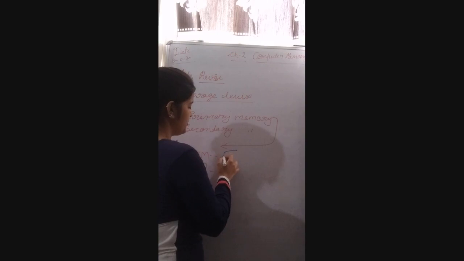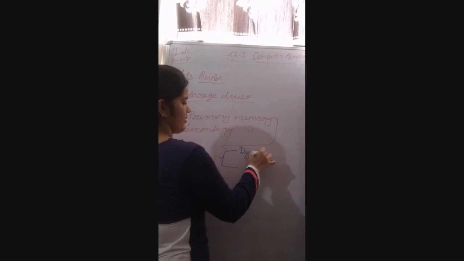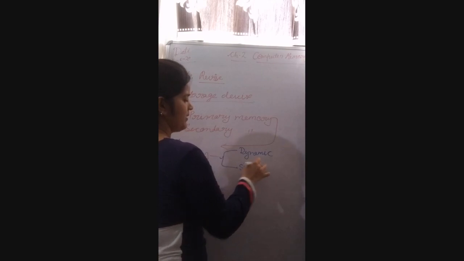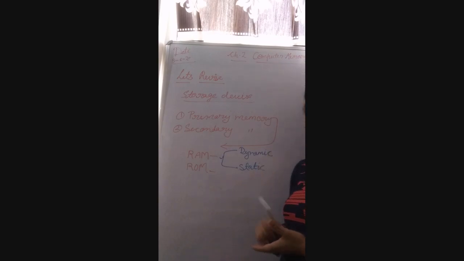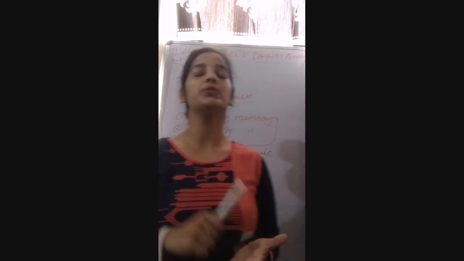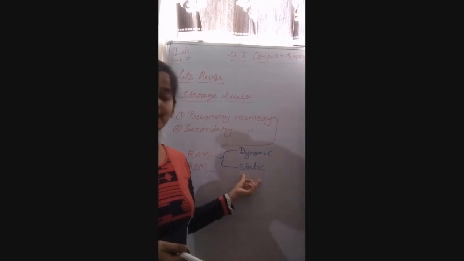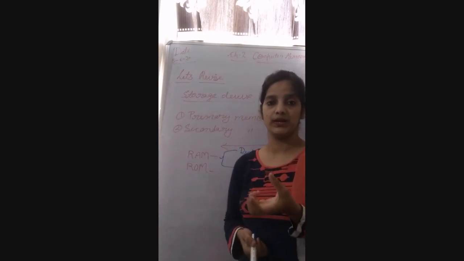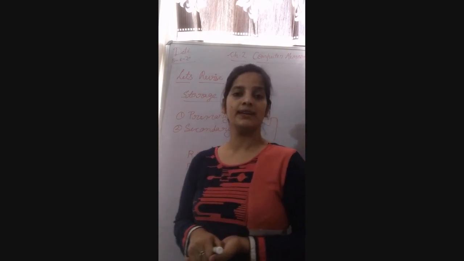Okay, now the RAM is further classified into two parts. One is dynamic RAM and another is static RAM. So dynamic RAM requires continuous power to refresh its data. Which one? Dynamic. But static does not require continuous power refreshing, though it requires some constant amount of power. So this is the static RAM.